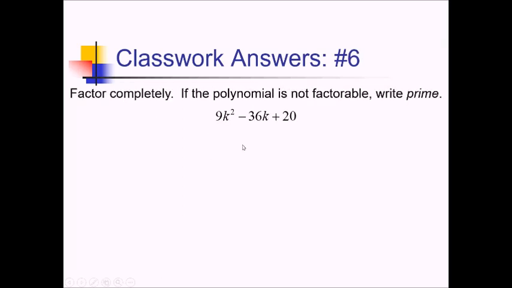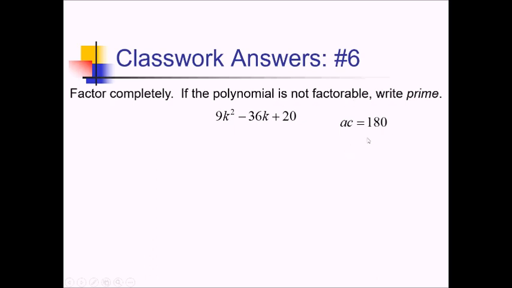For this one, we have an a value that's not 1, and I can't factor a 9 out of all these terms. 36 would work, but 20 doesn't. So I'm going to use the AC method for this. 9 times 20 gives me an AC value of 180. So I need factors of 180 that add up to negative 36. And I know they'll both be negative because we're multiplying to a positive and adding up to a negative.